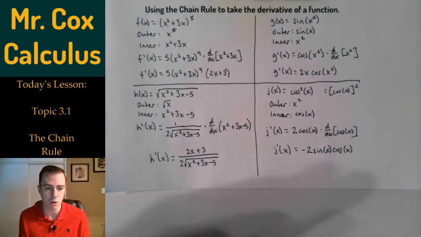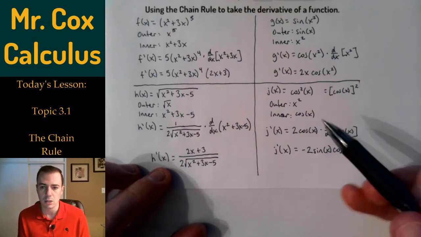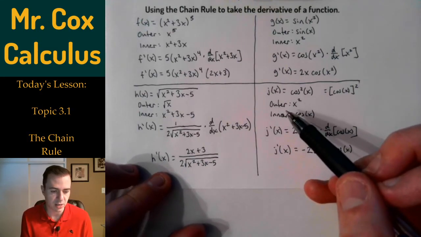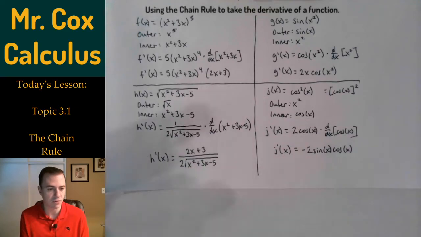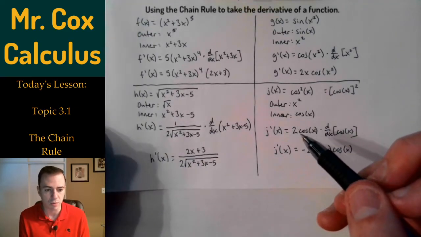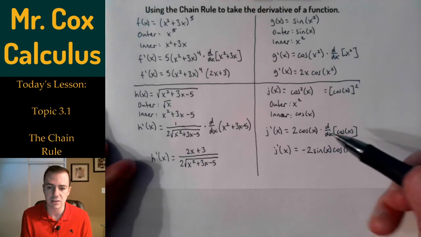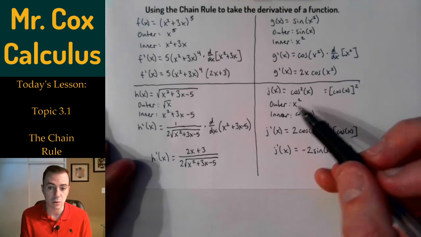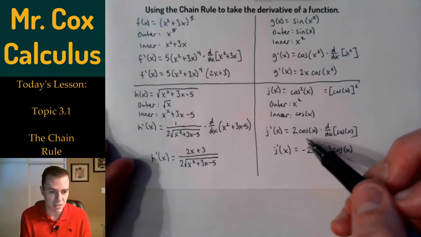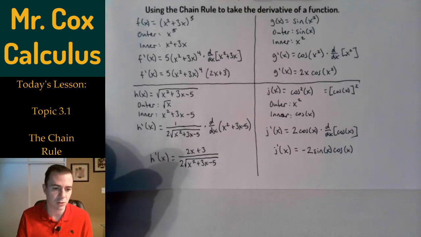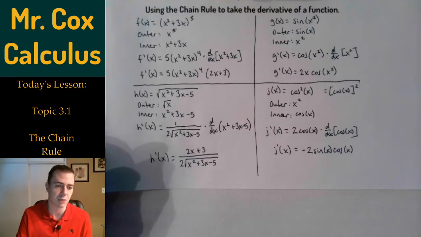So again, as you work through these moving forward, you won't always stop what you're doing to identify the outer and inner functions. Hopefully that comes natural to you over time. But understand that you do have to take the derivative of the outer function at the inner function and then multiply it by the derivative of the inner function, and that's what the chain rule says we have to do.